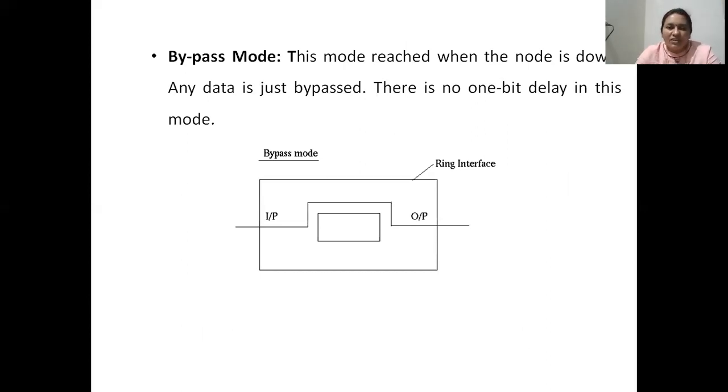The third mode in which a node in the token ring can operate is bypass mode. If a node is down, the data has to be just bypassed, and there will again be a 1-bit delay in this mode as well. So the data will pass through the network, passing the node in bypass mode without entering the node, and move to the next node in the ring network. So these are the 3 modes of operation of the nodes in the token ring network: the listen mode, transmit mode, and the bypass mode.